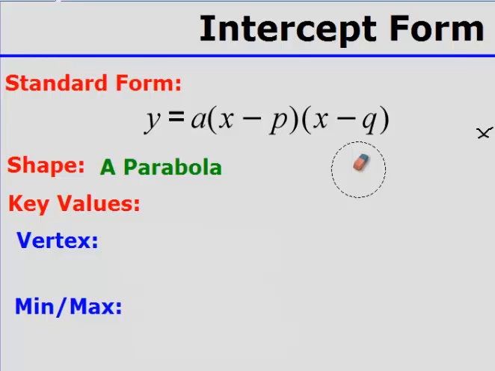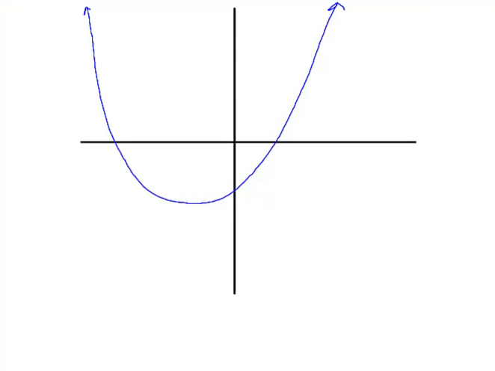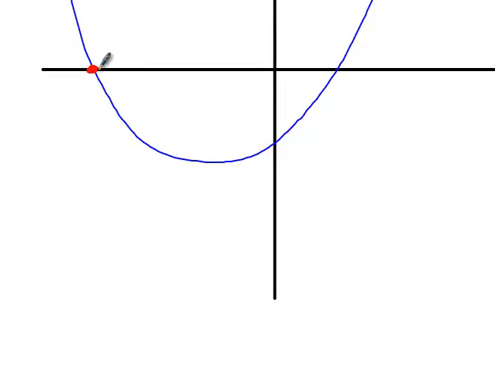All right, the vertex. Anybody know how to find the vertex in intercept form? Nah? All right, so let me draw it out. If I have a quadratic, any quadratic, and I want to find the vertex, right? This is called intercept form, which means that it's going to tell us where the graph has intercepts, which means it's where the graph crosses which axis? The x-axis. So the values of p and q are where the graph crosses the x-axis. So this is going to be a p, this is going to be a q.